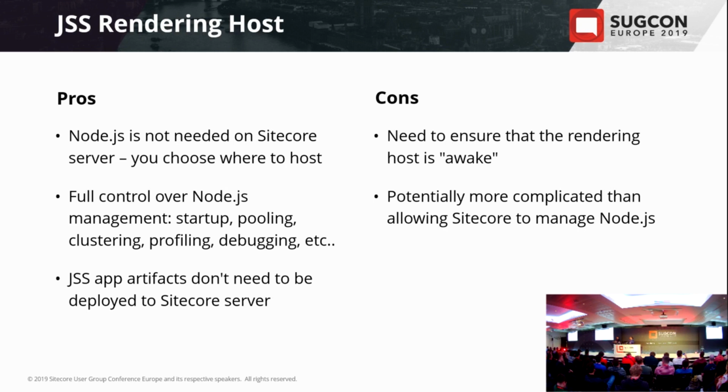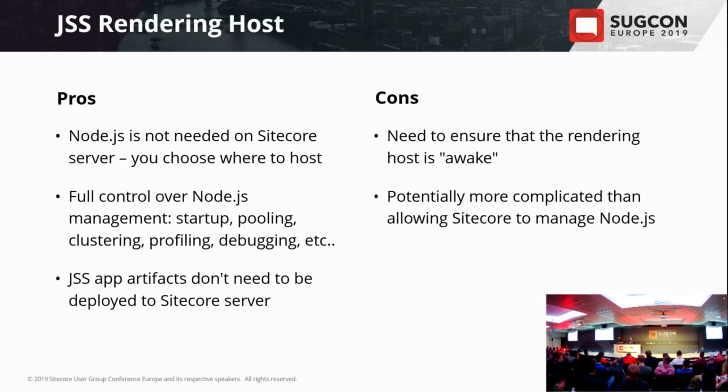You can group that node instance along with, perhaps, the rest of your front-end rendering instances for the JSS proxy, or wherever your node instances are living for all of your front-end delivery. And lastly, we don't need to deploy any JSS files to the Sitecore server in this scenario. They can be deployed directly to wherever that node rendering instance is living.